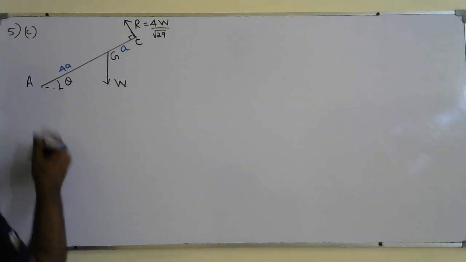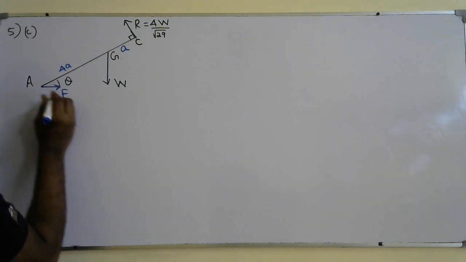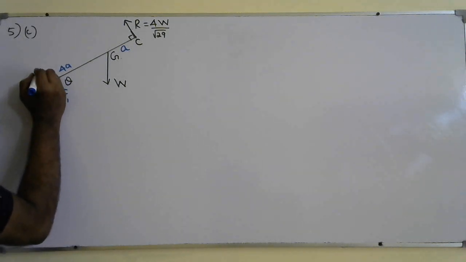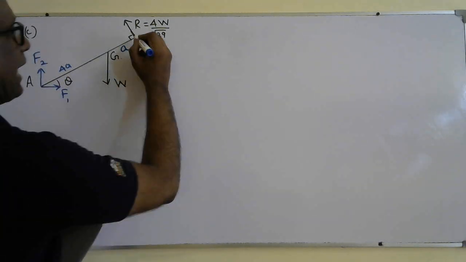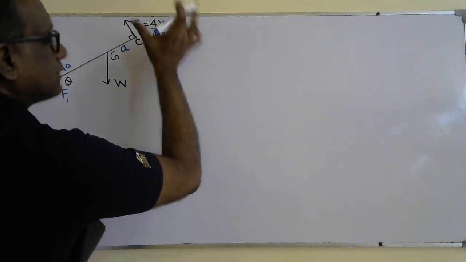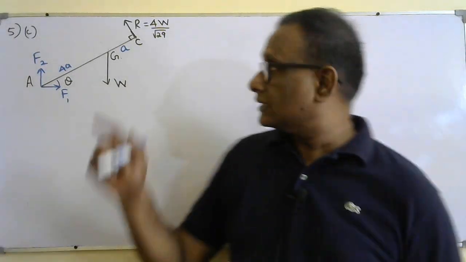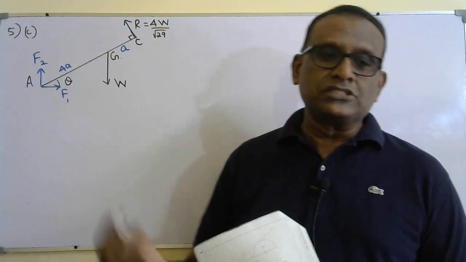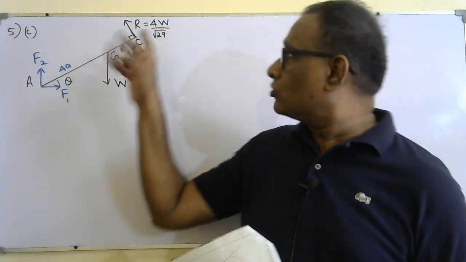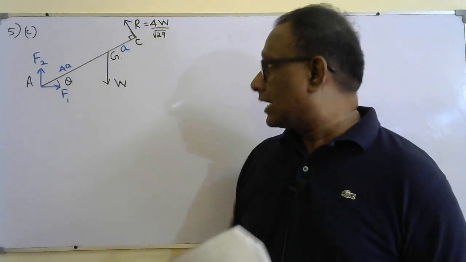So I'll take horizontally towards the right, the force acting is F1. Vertically, F2. These are the actual forces acting on the rod. I didn't show the part B because we don't need that. I showed only the center of mass and the contact point with the hemisphere. So the rod is moving beyond that also, up to B. I didn't show it because I don't need it. There are no forces beyond C.